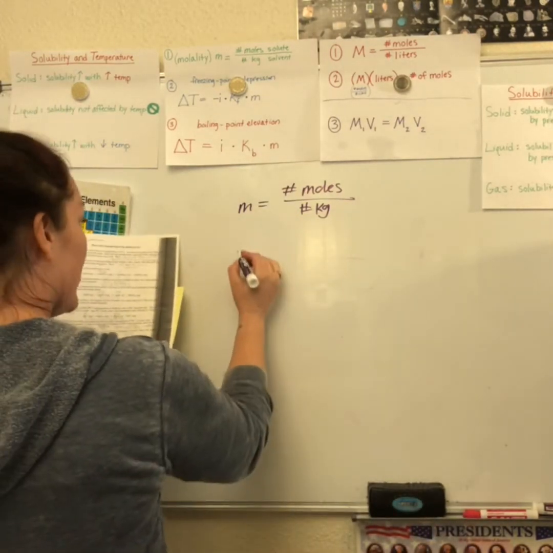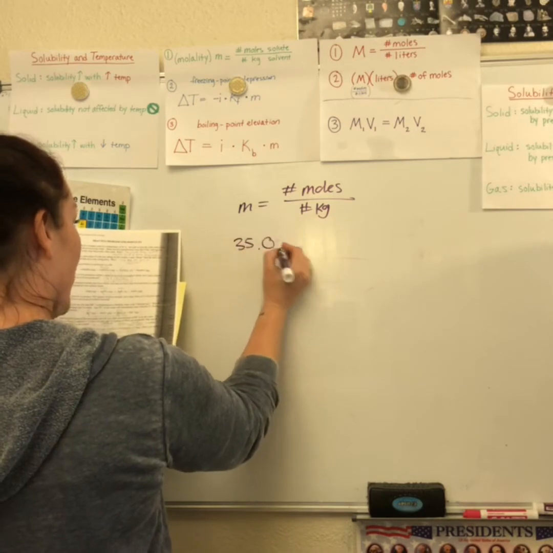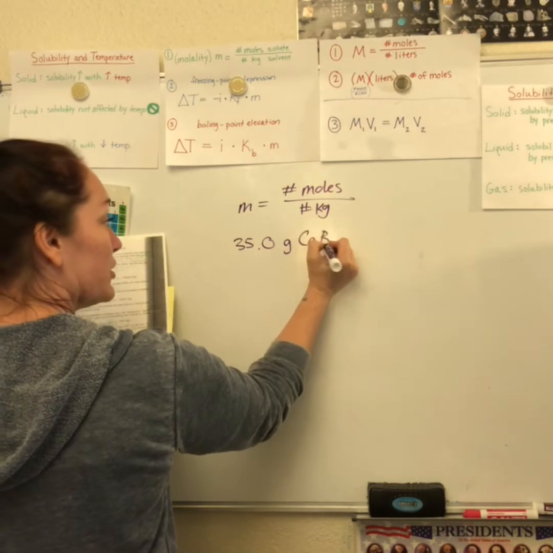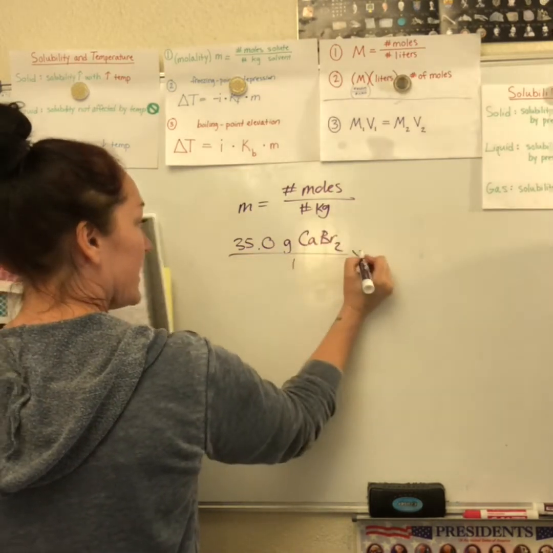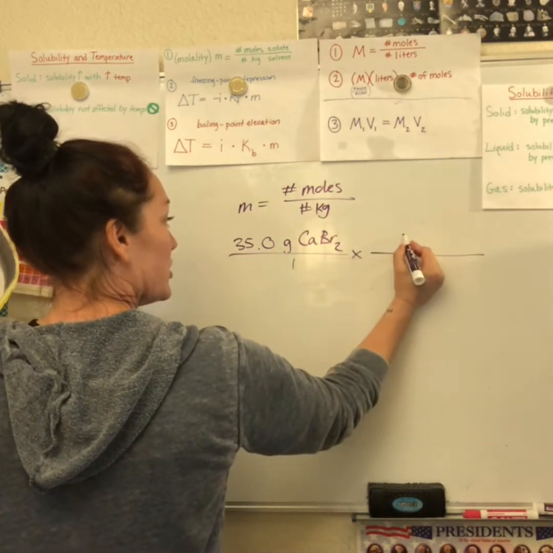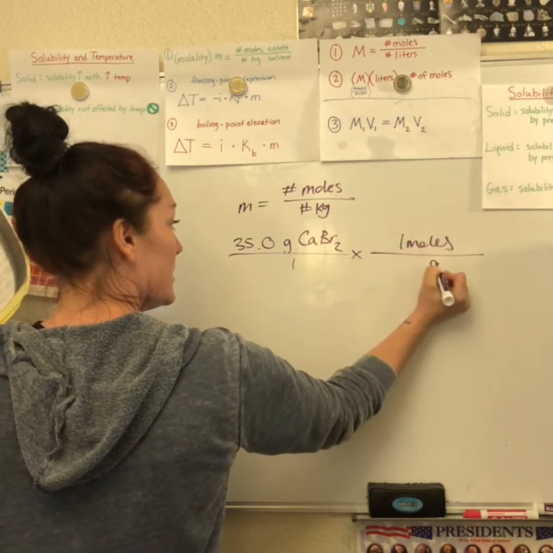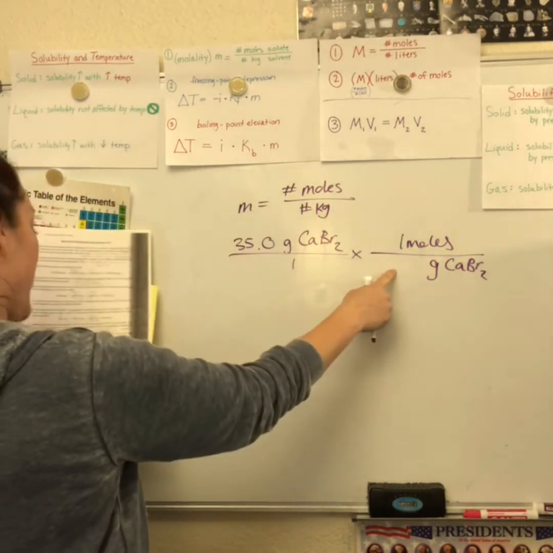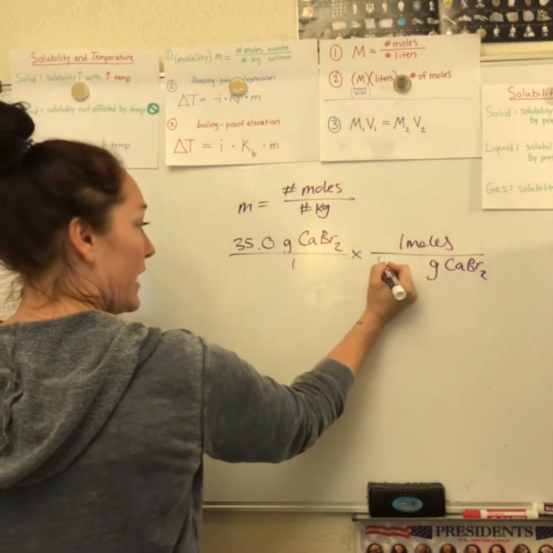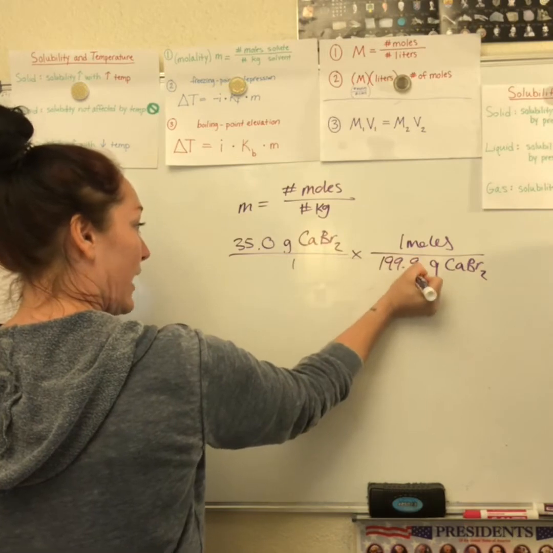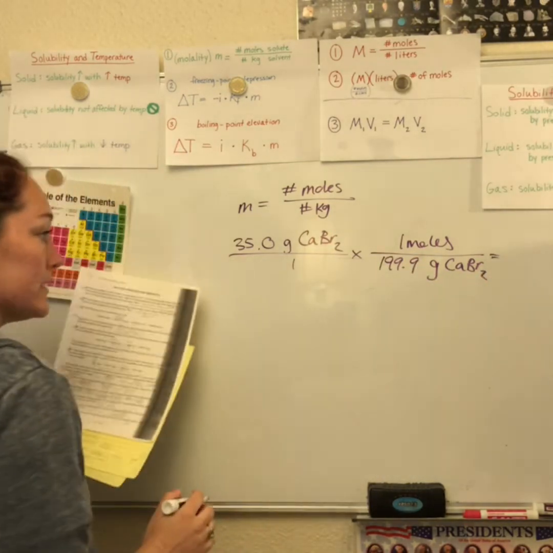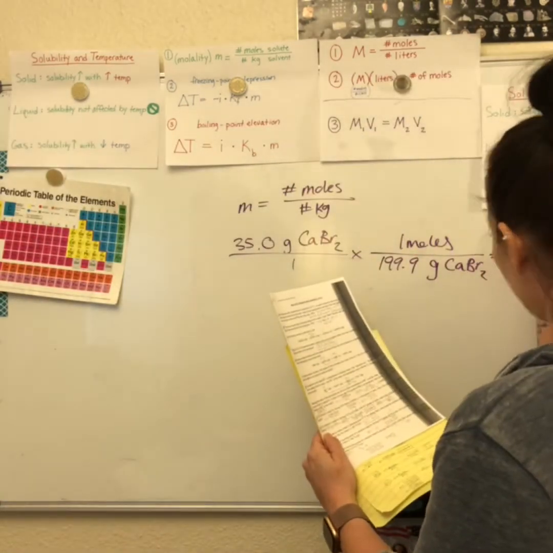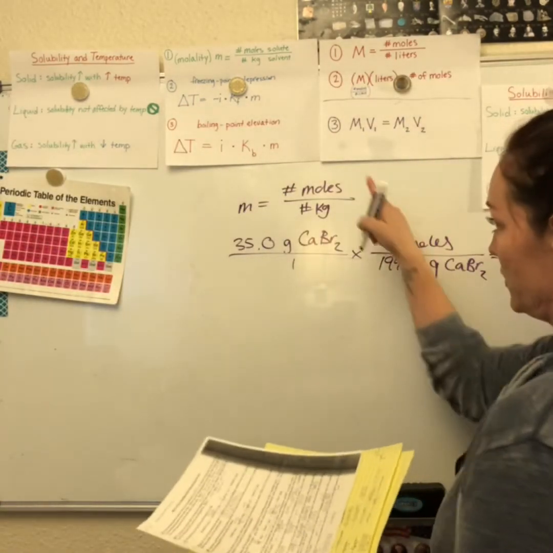The first one they gave us was 35.0 grams of CaBr2. So we can take that number and we can switch to moles, okay? Grams of CaBr2. All we have to do is look on our periodic table and find our AMUs. So if I add together my AMUs, I have 199.9, okay? And that's going to crunch out to 0.175 moles, okay? So we found our first top number.